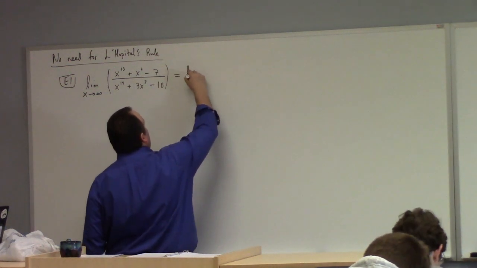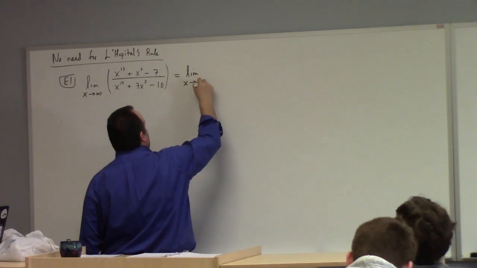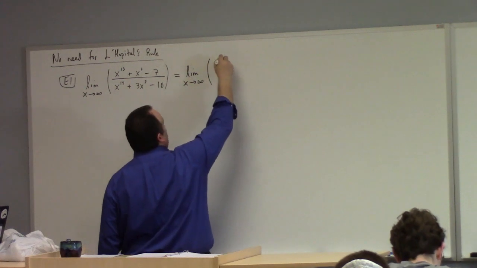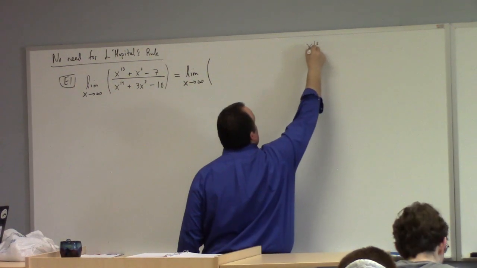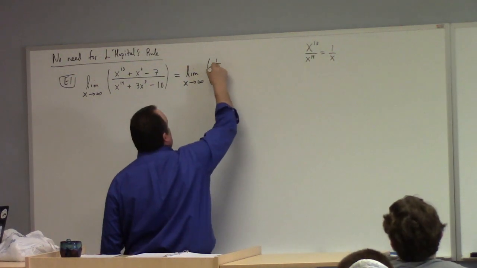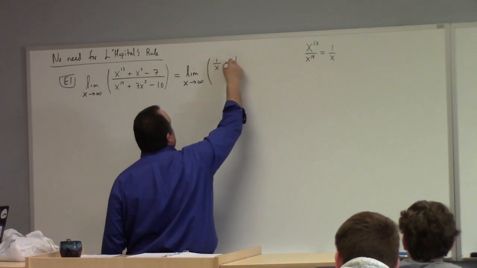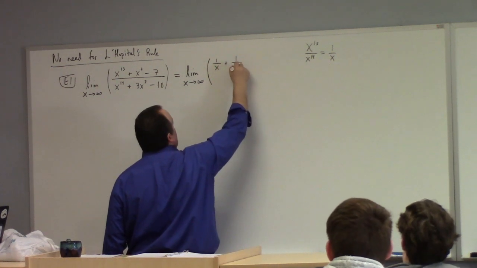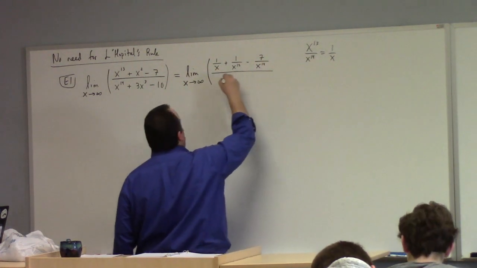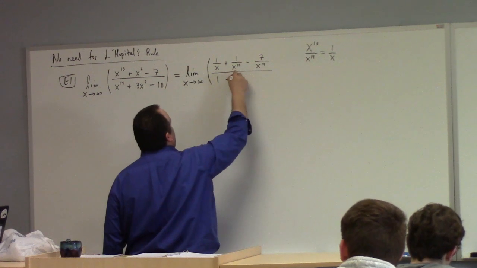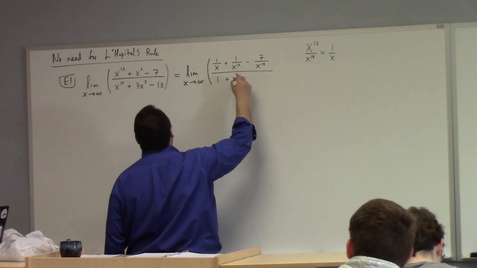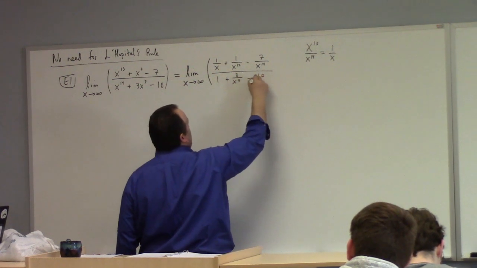What we're going to do is divide the top and the bottom by x to the power 14. So what is x to the 13th over x to the 14th? Right, 1 over x. So that's why I get 1 over x here. And then plus 1 over x to the 12th minus 7 over x to the 14th, divided by 1 plus 3 over x to the 11th, I think. 14 minus 3 is 11. And then minus 10 over x to the 14th, right?